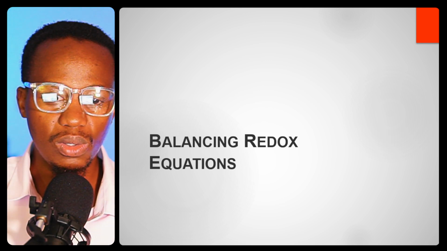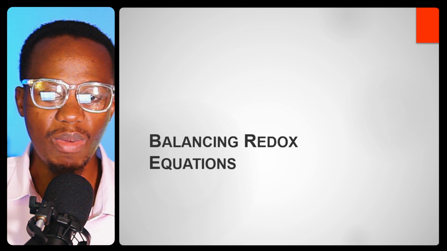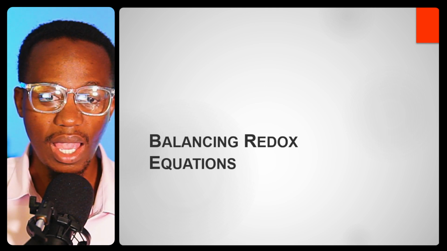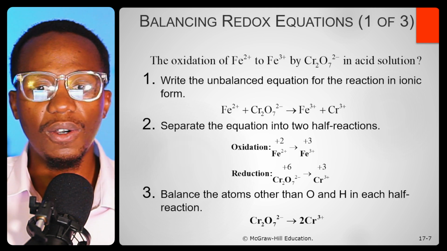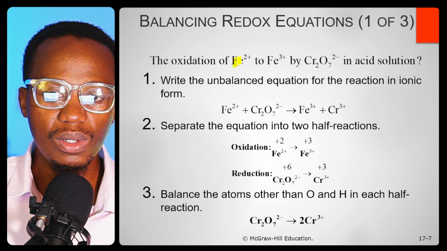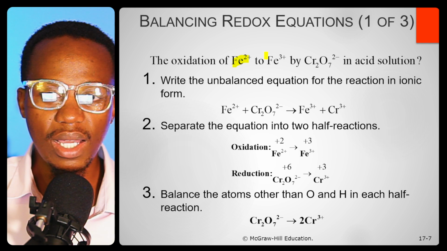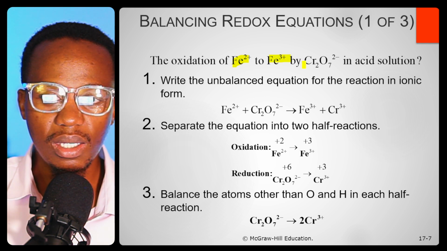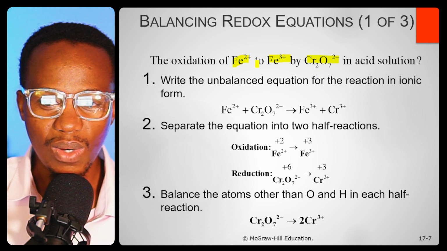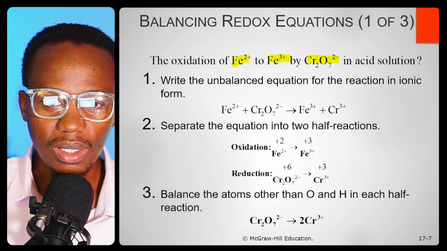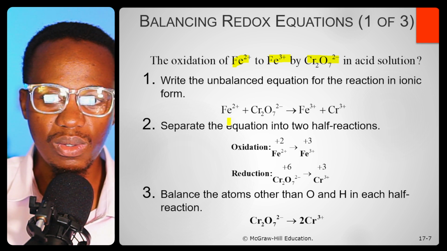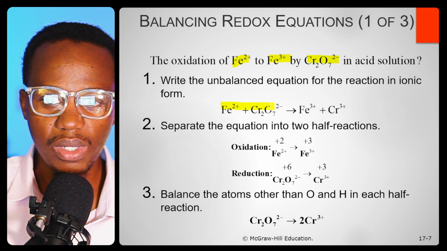We are going to go through these steps, right? Because the way we balance these reactions is a bit different compared to how we balance other reactions, and I'll show you. I will give you something like, if we oxidize Fe to 3+ by chromate in acidic solution, balance it. So first, to balance it, we're going to write down a full reaction.